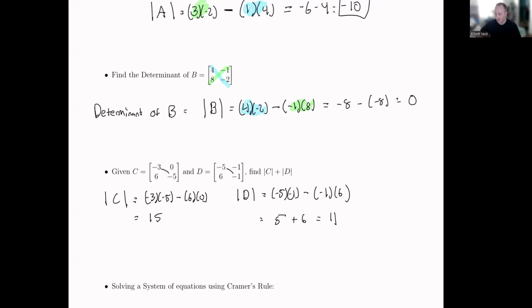And we're trying to find the determinant of C plus the determinant of D. That is 15 plus 11, or 26, as our full answer here. So kind of cute. You might have one or two lessons in your Alex homework on this.